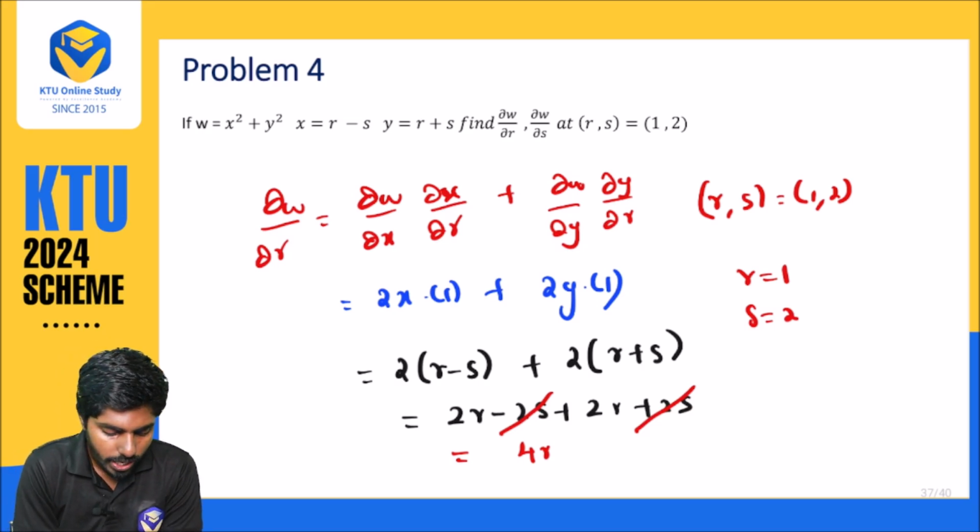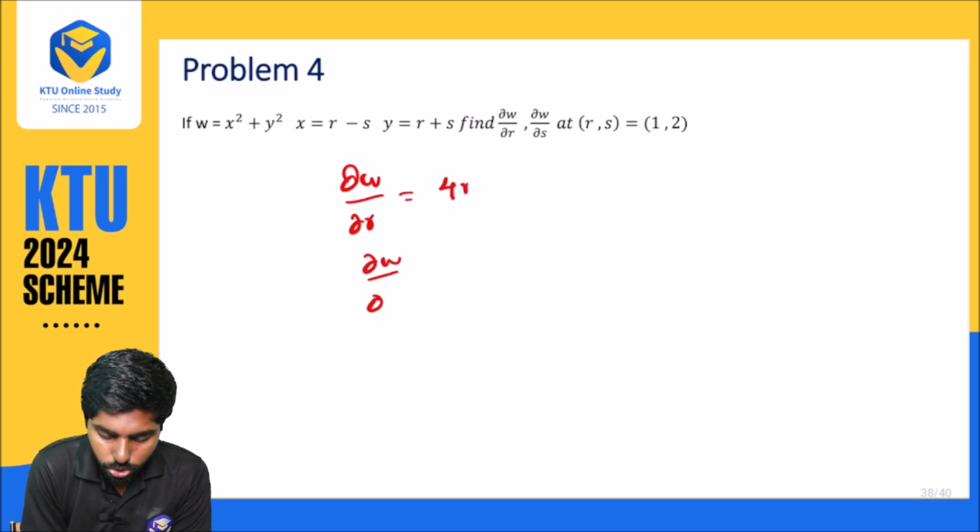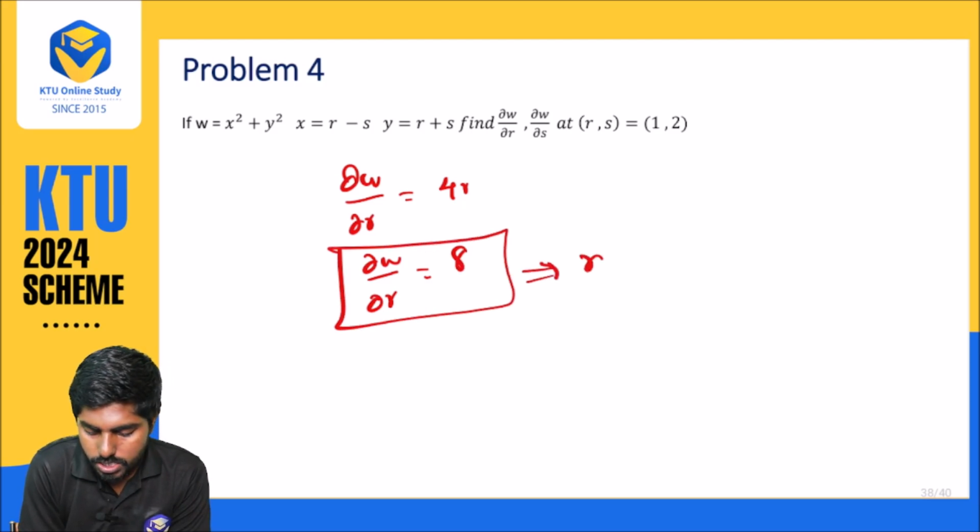So what is the value of ∂w/∂r? It is equal to 4r, that is ∂w/∂r is equal to 8. So 8 is our required answer.